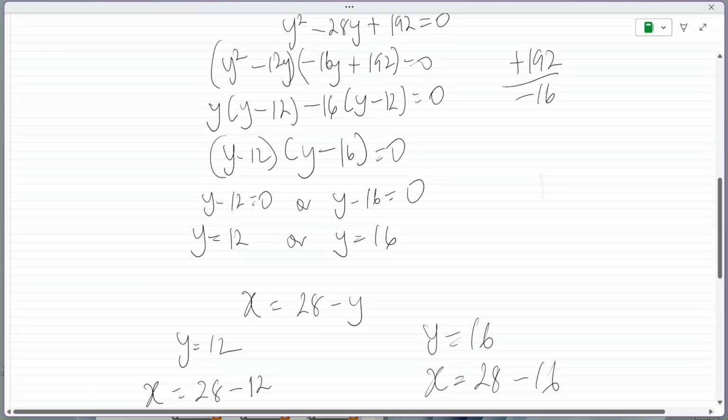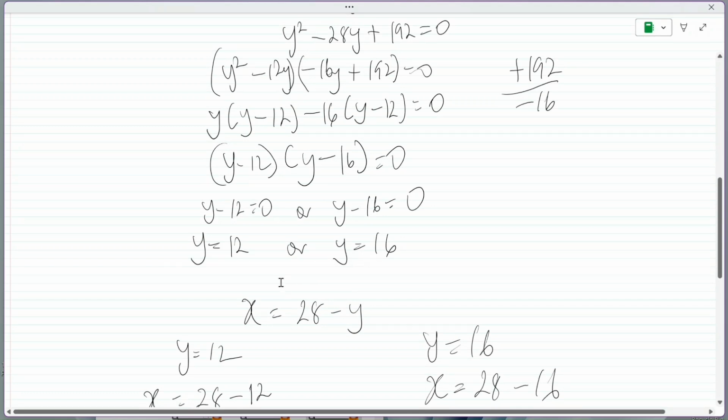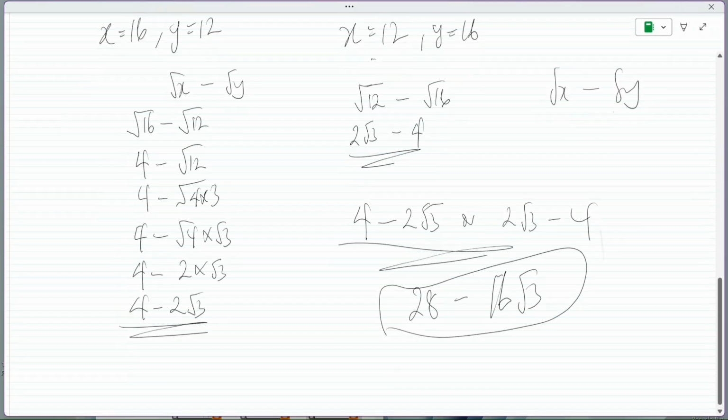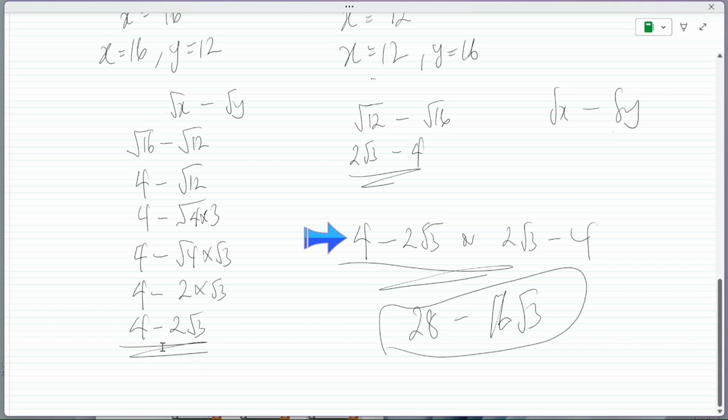We solved the quadratic equation to get two values for y, and with these two values, we got two values for x. We went back to our assumed square root. Then inserted the value for x and for y into it. For the second one, we did the same thing. We inserted our value for x and y, and in this case our x is 12 and our y is 16. And with that, we got our second answer. We therefore have two answers, which are 4 minus 2 root 3 and 2 root 3 minus 4.